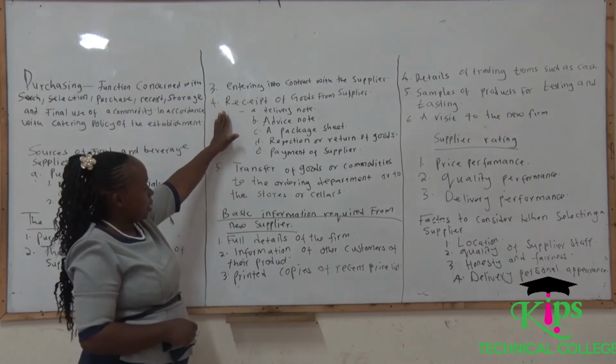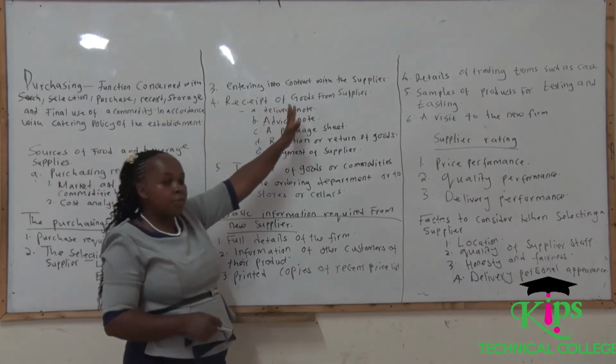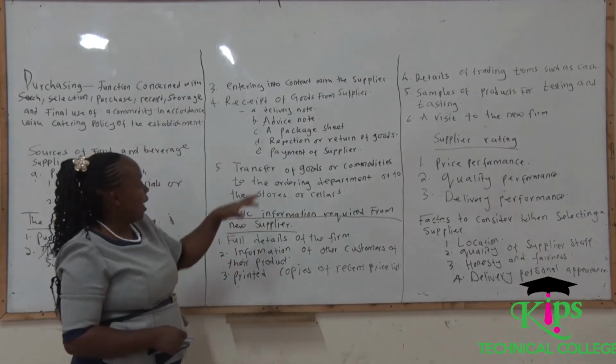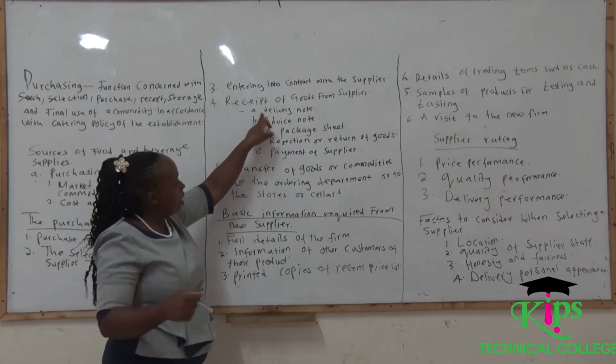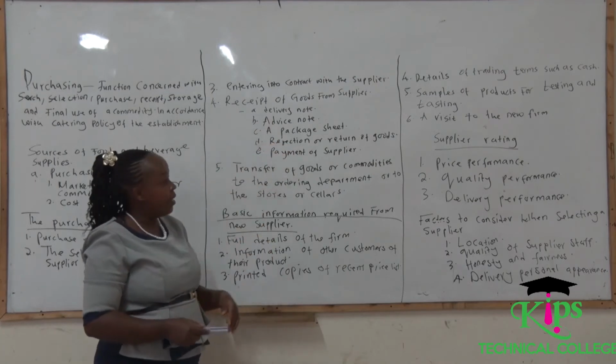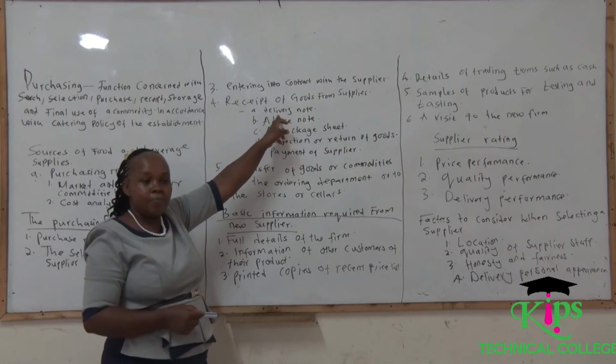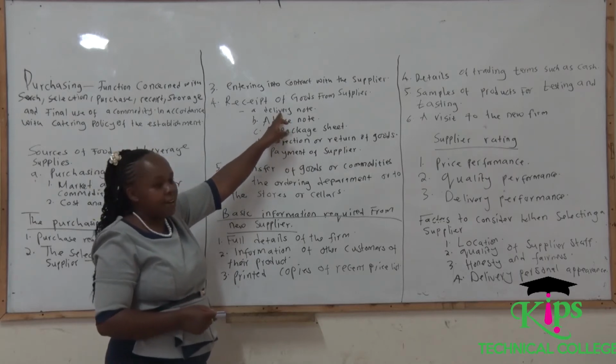Number 4, receipt of the goods from supplier. Now you need to receive those items from the supplier, and when delivering those items, the items should be accompanied by a document called delivery note.